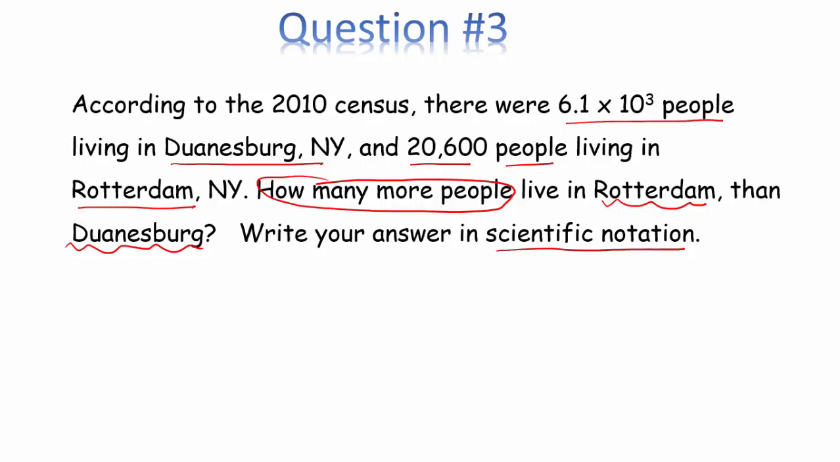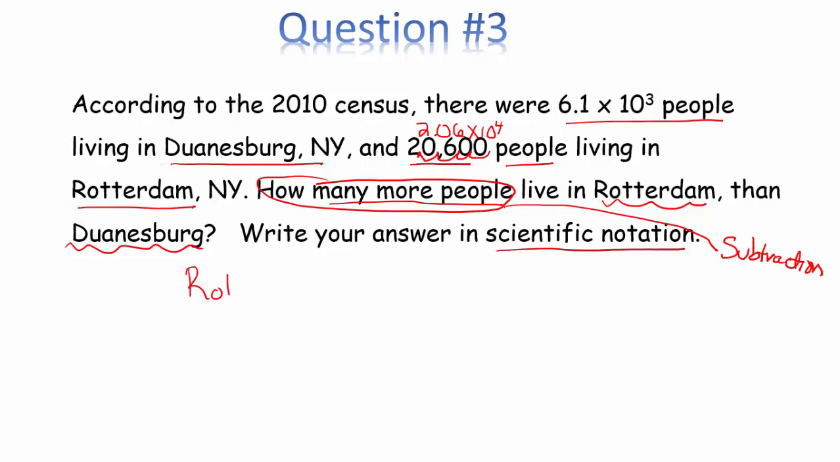And I want to know how many more people live in Rotterdam than Duanesburg. There must be more people living in Rotterdam. How many more? We'll find out how many more by subtracting. So those key words tell us to subtract. I want my final answer in scientific notation, so I'm going to make sure both of my numbers are written in scientific notation. 2.06 times 10 to the fourth people live in Rotterdam. Yes, that is my larger number. 4 is greater than 3.